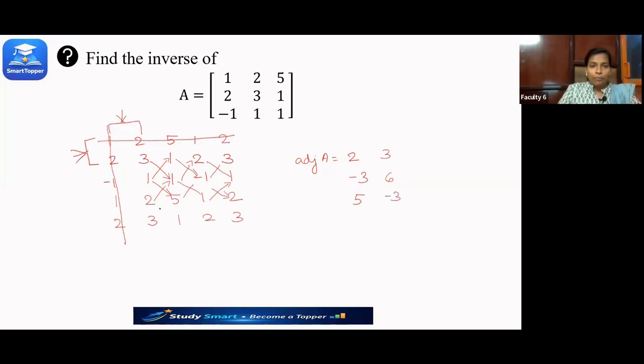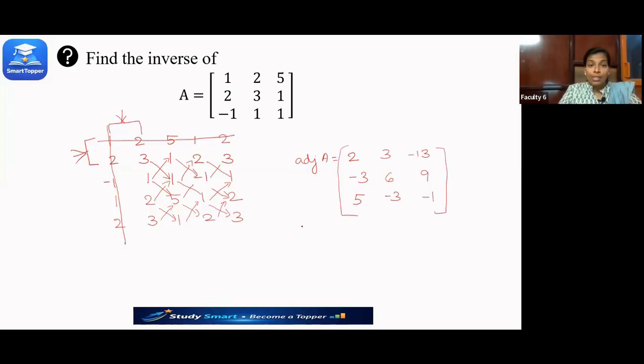Consider this cofactor. 2 into 1 and 3 into 5, right? So 2 minus 15 is minus 13. Now 5 into 2 minus 1 into 1. 5 2s are 10, 10 minus 1, that is 9. Now 1 into 3 minus 2 into 2. 1 into 3 is 3, 2 into 2 is 4. So 3 minus 4 is minus 1. So this is the matrix obtained and it is called the adjoint of A.